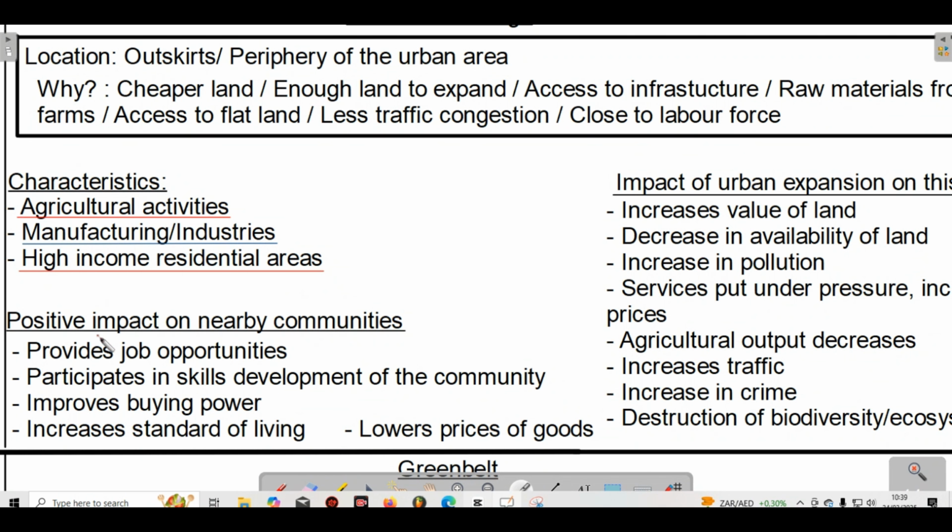Now, what positive impact do heavy industries in this particular area, the rural urban fringe, have on nearby communities? Well, if you have heavy industries here, this means that you're going to provide job opportunities for the neighboring communities. People will be able to get jobs. And not only are you giving them jobs, but you are also contributing to skills development of the community. So that is also important. That is a separate point, guys.